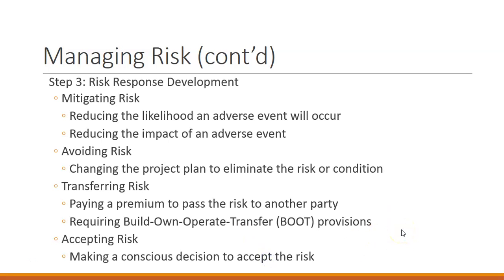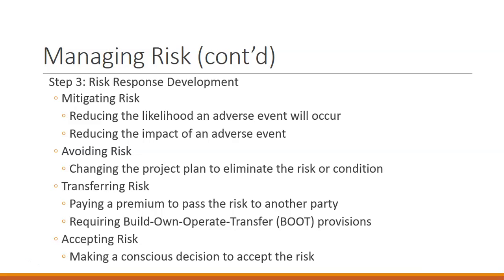Step 3 is our risk response development. Mitigating risk is doing things to reduce the likelihood that the risk is even going to occur and trying to reduce the impact of the adverse event. So if we know that having technical issues is one of the risks that we have, then as we're planning and staging our project, we want to do everything we can to reduce the likelihood that that risk even occurs.